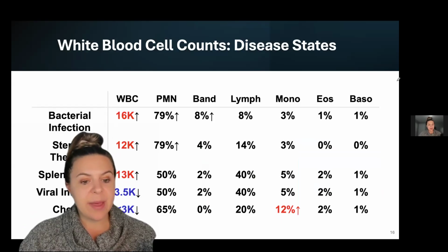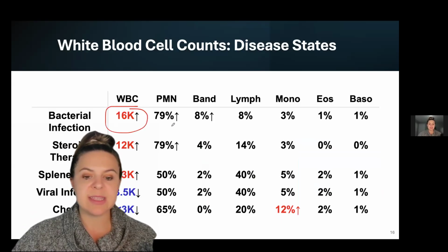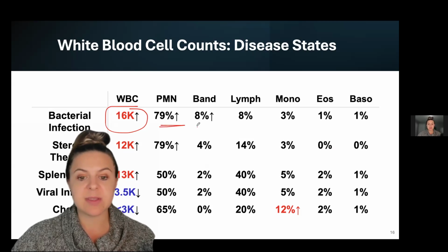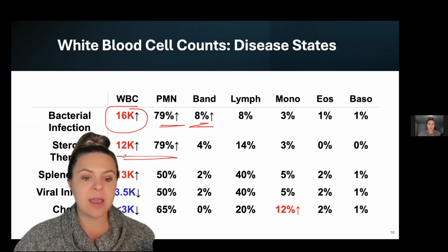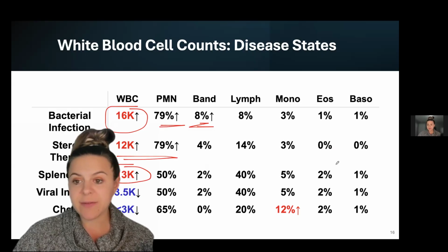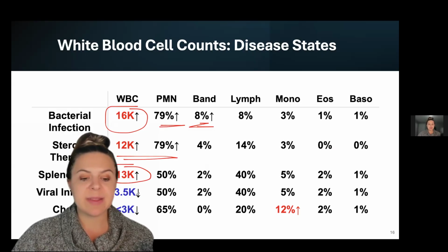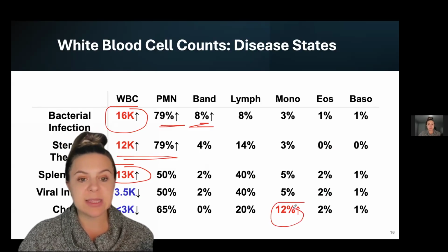Looking at some patterns, when we have a bacterial infection, we tend to see a larger increase in white blood cells and neutrophils in relationship to the others. We can also see some immature neutrophils present. Steroid therapy, we can see an increase in white blood cells and neutrophils, versus splenectomy, we see just that white blood cell count, but no changes in the differential. Viral infection, our white blood cell count could go down.